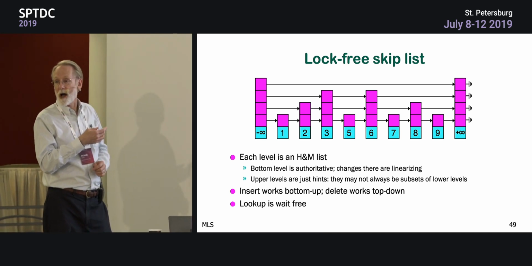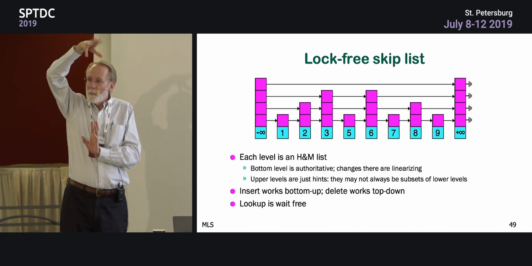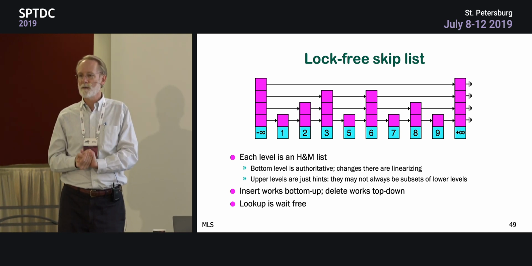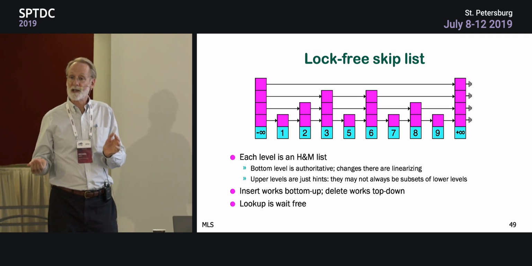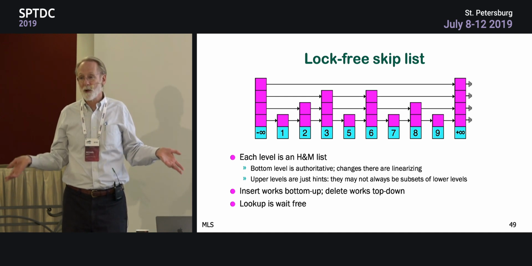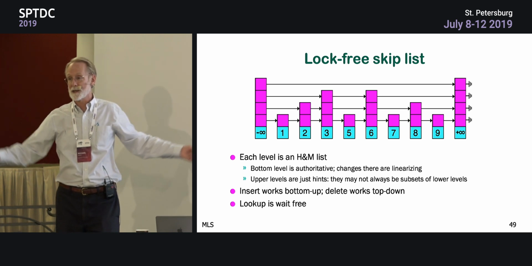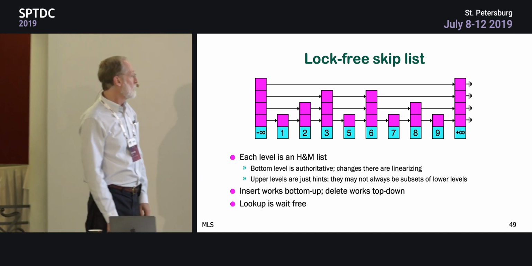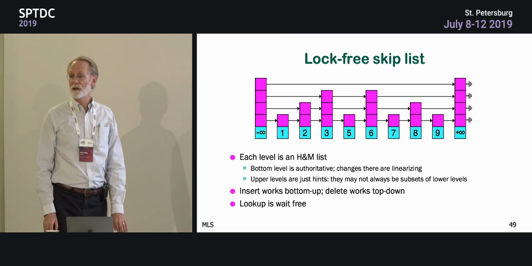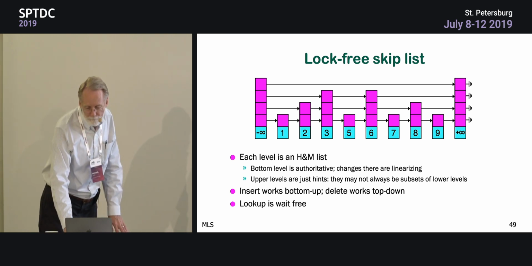The deletes actually work from the top down. So if you want to delete a node, you remove it from the topmost list first, removing hints. And after you've removed all of the hints, you do the real linearizing removal at the bottom level. And the data structure is still correct when you've removed the levels above a particular node, because if you always just happened to roll the dice in a very bad way and you never made any multiple levels and everything was only in the bottom level, it would still be correct. Lookup, by the way, is wait-free. That always finishes in a bounded number of steps, regardless of what's going on concurrently.